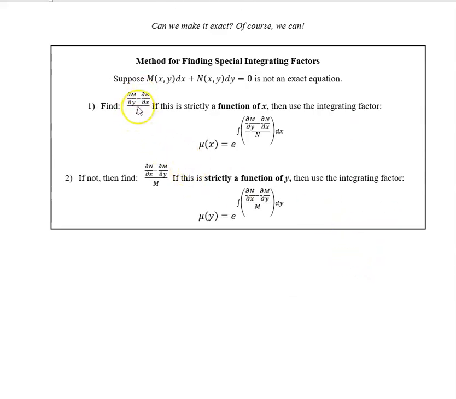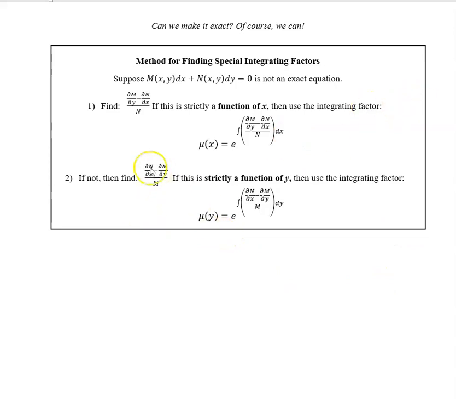First, we're going to find the partial of M with respect to y minus the partial of N with respect to x, divided by the original N expression. And you might have to simplify and do a little algebra on that, but if that gives you an expression that's strictly in terms of x, then we're going to use the integrating factor e raised to the integral of that expression with respect to x.